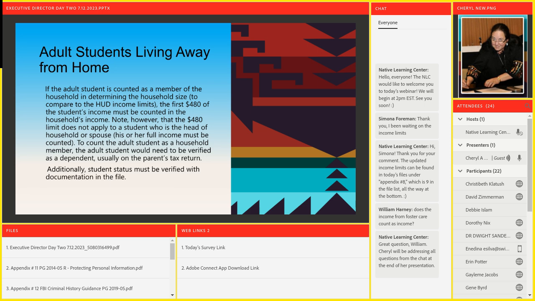So the adult students living away from home, if they're counted as a member of your household in determining the household size, when you're comparing them to those HUD income limits that I just talked about, that first 480 of the student's income must be counted in your household income.